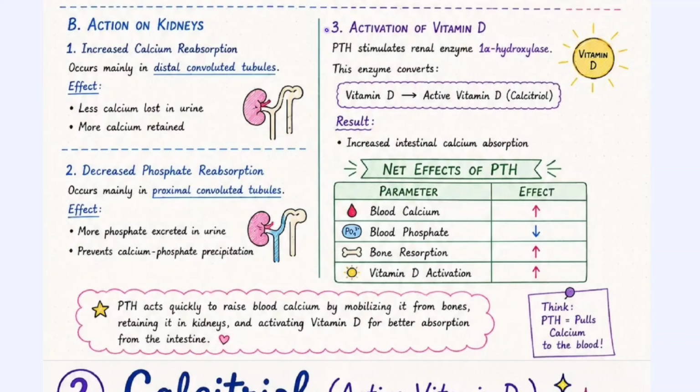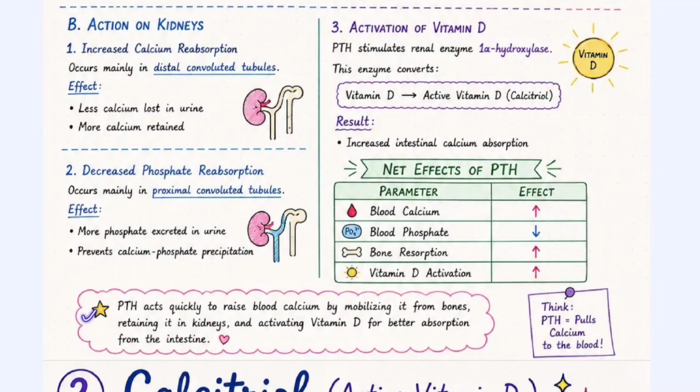Now, the third is activation of vitamin D. Parathyroid hormone stimulates the renal enzyme 1-alpha hydroxylase. This enzyme converts vitamin D to active vitamin D, which is called calcitriol, which results in increased intestinal calcium absorption. If we see the net effects of parathyroid hormone, it increases the blood calcium level, decreases the blood phosphate level, increases bone resorption, and increases vitamin D activation.